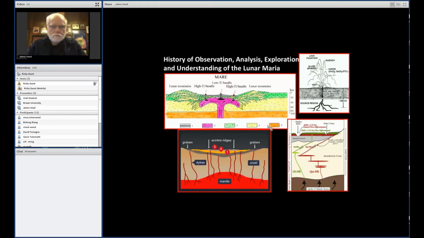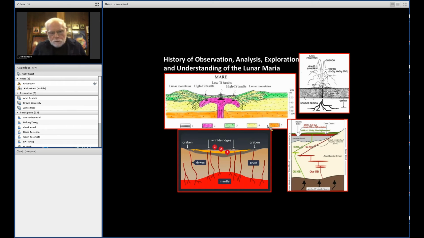And indeed, as we take a look at the models that were proposed in that era, they're quite varied. And in fact, you take a look at the upper left-hand one. I've left names off of these just because I want to give the concepts. That one shows a plume coming up to 20 kilometers, okay, and high titanium, low titanium basalts, etc.